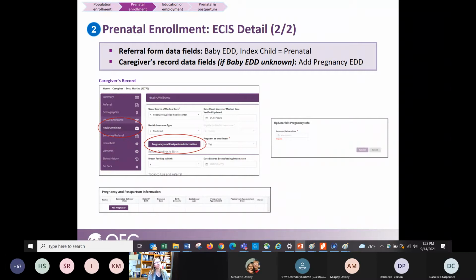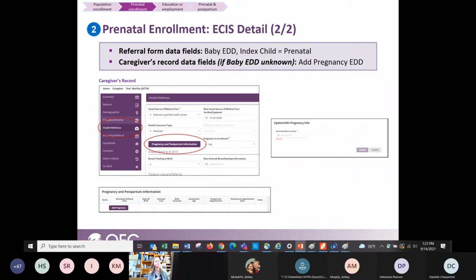We hope the usual course of business is that you would put in the EDD right at the get-go, right? Like when you're enrolling. And if you had done that, that EDD would fill in this table automatically, right? I took a screenshot where it wasn't there, but the happy path is that you would know that EDD and it would populate this table automatically.